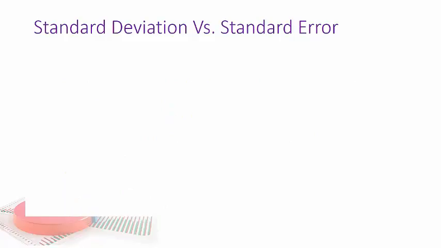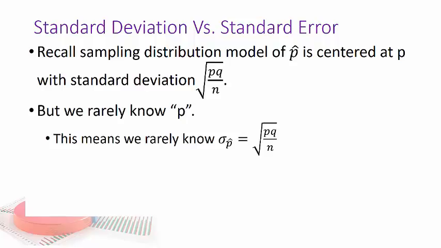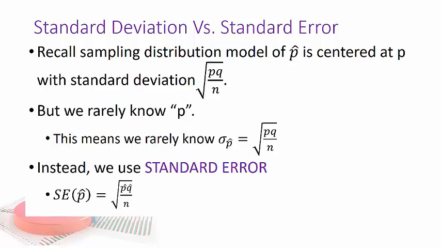So first of all, let's talk about standard deviation, which was primarily what we've been using all along. It is the ruler for statistics, and it's calculated where the model shows the model centered at p, the true proportion, with the standard deviation where I take the true proportion times q divided by n. But we rarely know p. So that means we actually rarely know the standard deviation. It really doesn't change how you're calculating anything. It just changes what we call it.